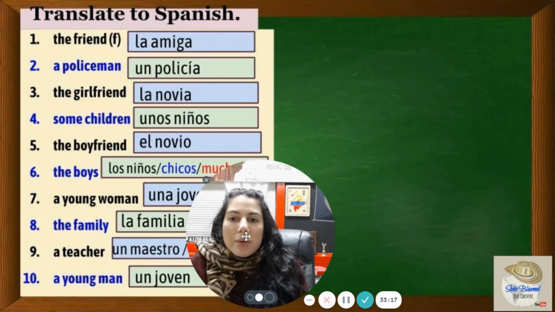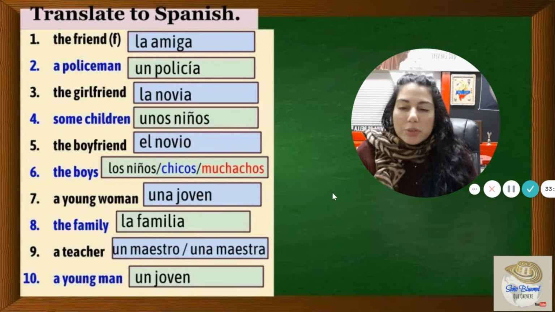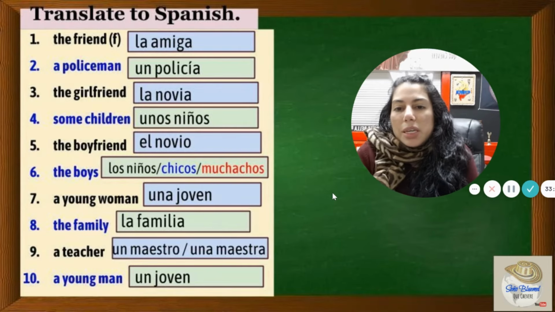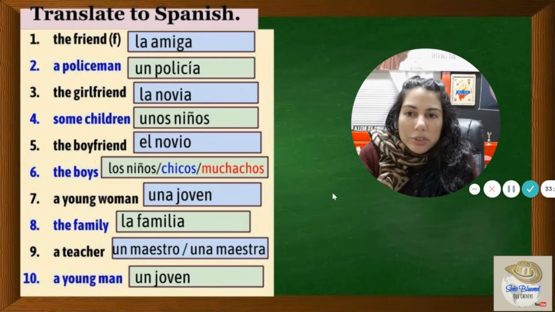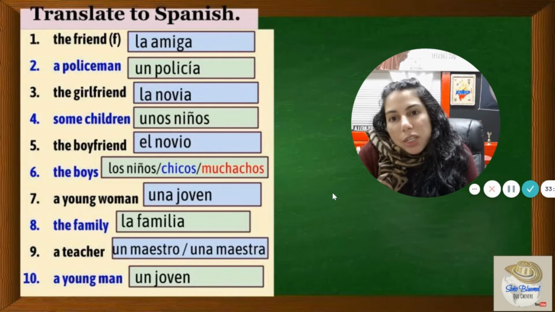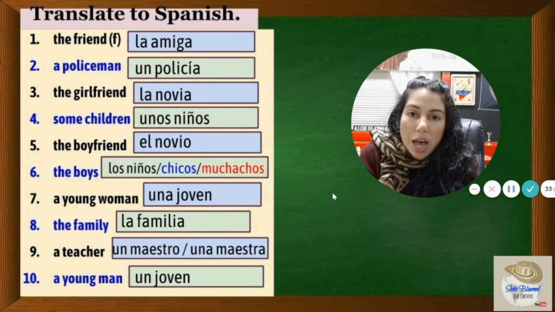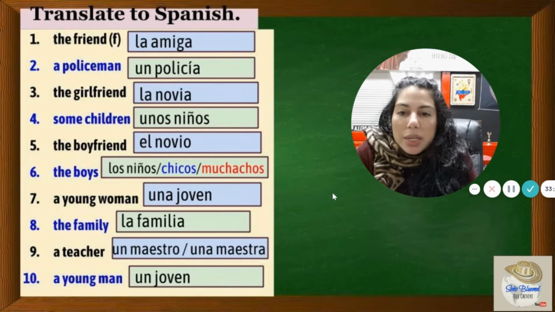Okay. So now in here, you have this part in your study guide where you have to put the mixed, right? So in this one, they want you to do both definite and indefinite articles. So the friend, F, that means female. So it's la amiga, because in Spanish we have el amigo, which would be a masculine friend, and then la amiga, a female. A policeman is un policía.